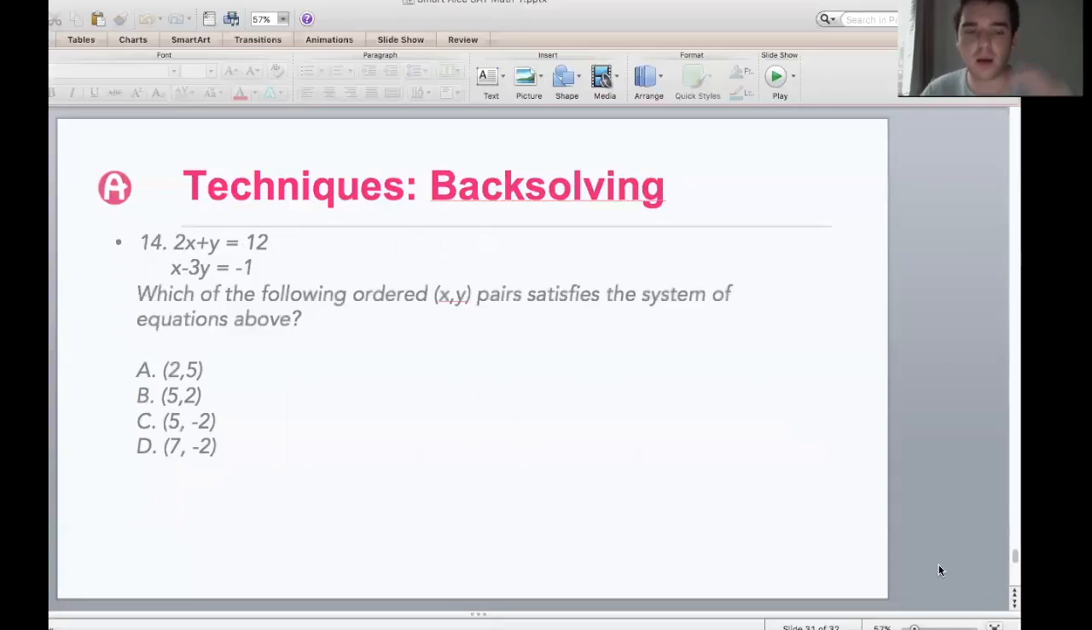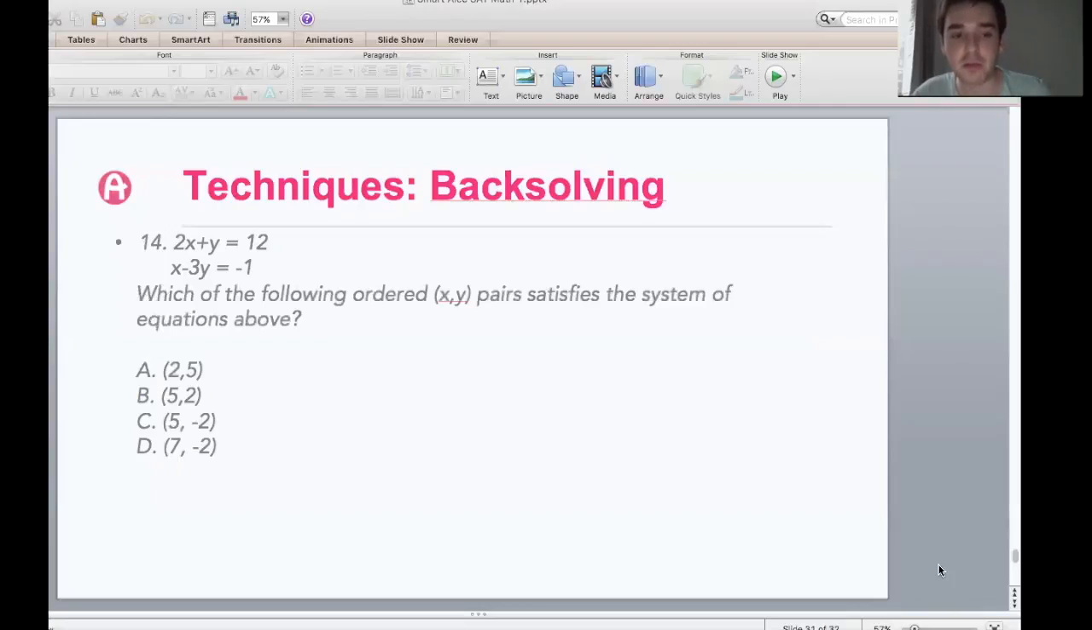Another example, a more straightforward system of equations. 2x plus y equals 12, x minus 3y equals -1. Which of the following ordered x,y pairs satisfies the system of equations above? Another example where you don't have to do elimination, substitution, or any of the methods. All you have to do is plug in those x and y points.